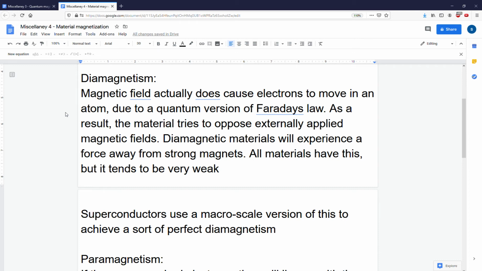Now, materials that are diamagnetic will tend to try to push away from magnetic fields. So this will behave the opposite of what you're used to, for instance, magnets. You take a refrigerator magnet, hold it near your refrigerator, and the refrigerator and the refrigerator magnet attract each other. Well, if the refrigerator were made of a diamagnetic material, then the refrigerator would actually push away from the magnet. This is usually a very, very weak effect.